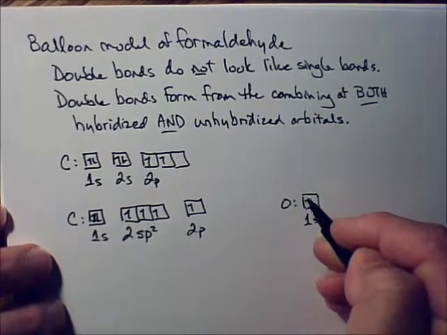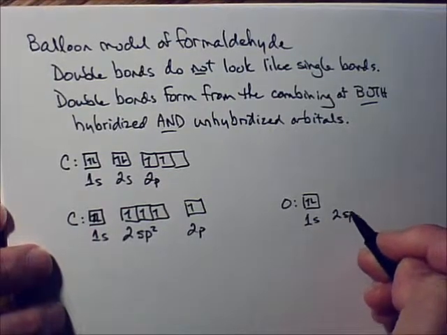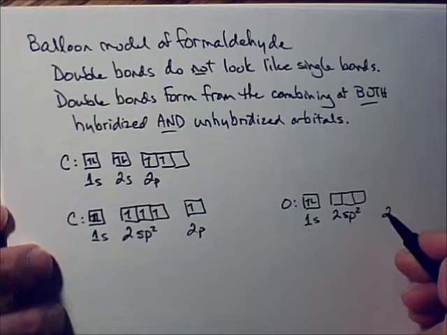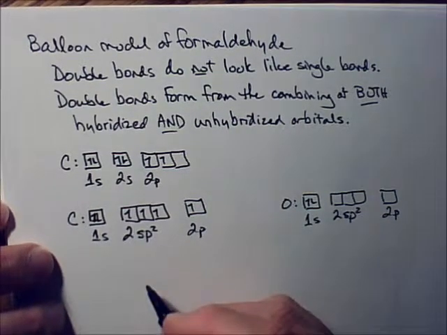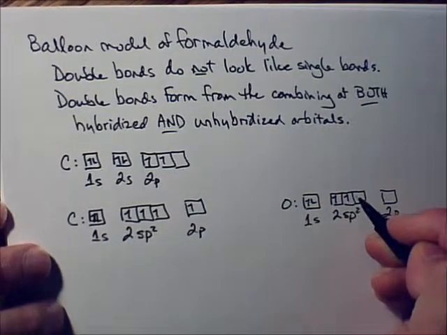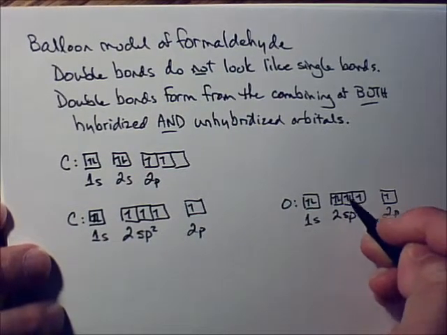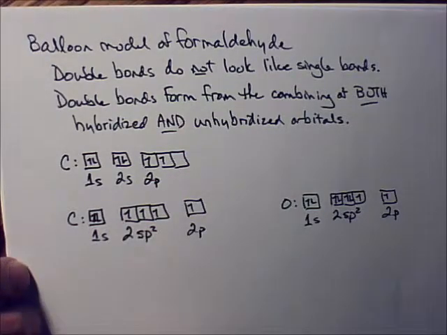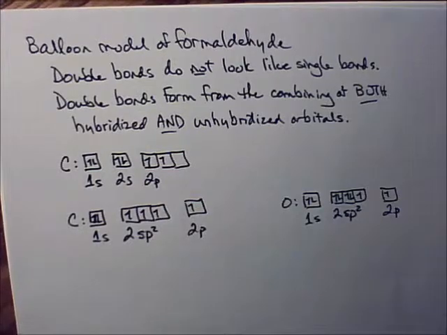With oxygen, we're going to hybridize it in exactly the same way. We're going to have three orbitals that are called sp2s, and one p orbital that we're not going to mess with. But how many valence electrons does oxygen have? Six. So 1, 2, 3, 4, and then pair up as needed.